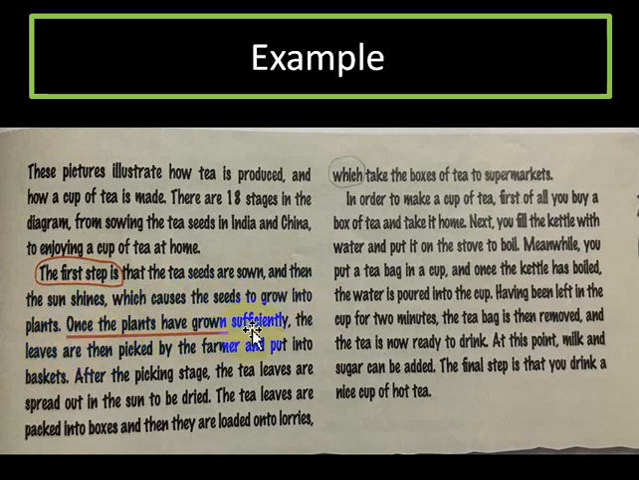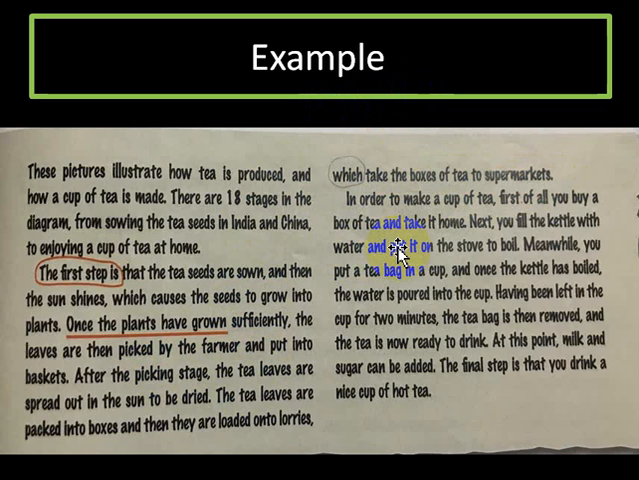Once the plants have grown sufficiently, the leaves are then picked by the farmer and put into baskets. After the picking stage, the tea leaves are spread out in the sun to be dried. The tea leaves are packed into boxes, and then they are loaded onto lorries, which take the boxes of tea to supermarkets. Now, this is the step of what? Production, tea production.